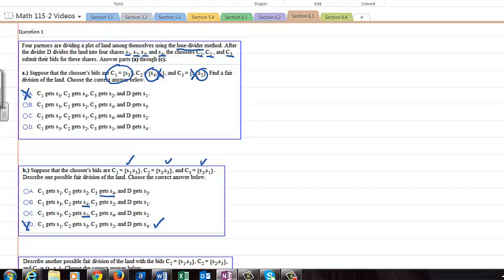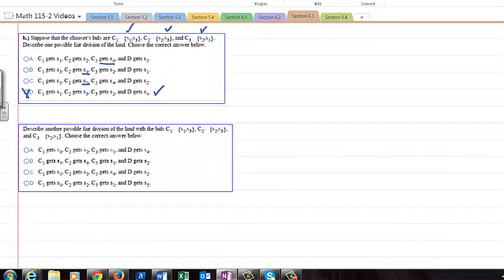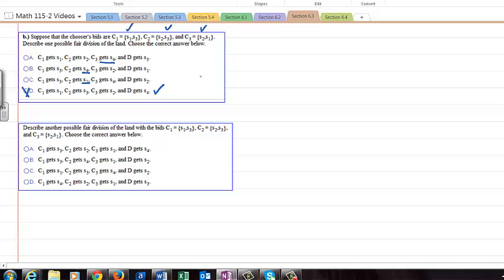Part C. Describe another possible fair division of the land with the bids chooser 1, share 1 and share 3, chooser 2, share 2 and share 3, chooser 3, share 2 and share 1. Choose the correct answer below.